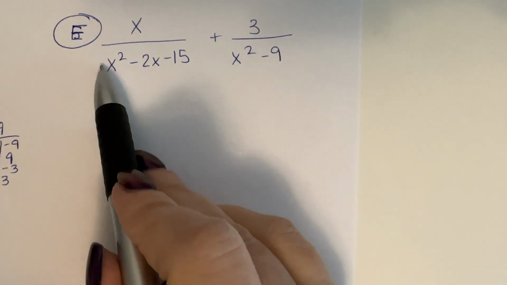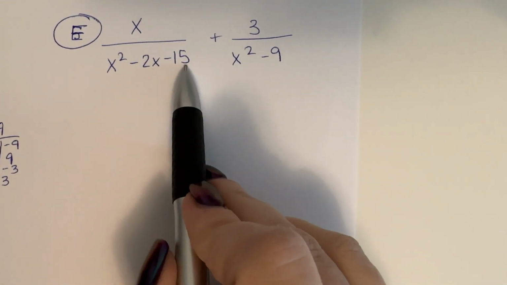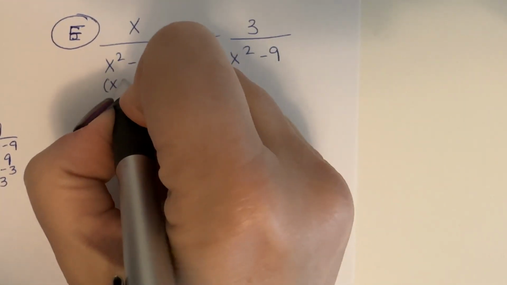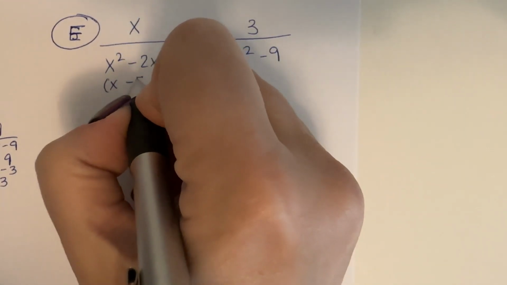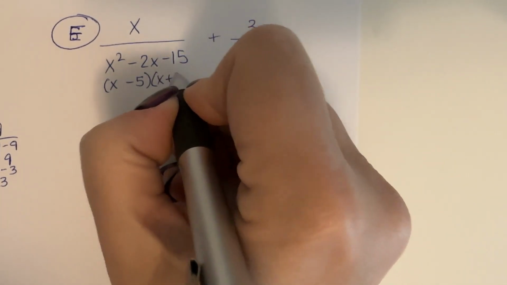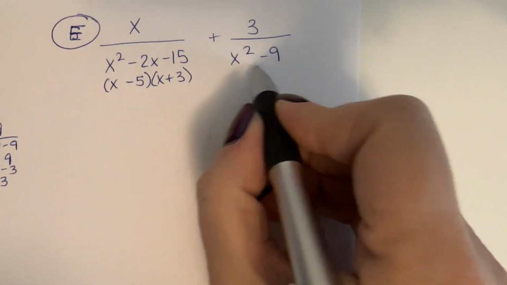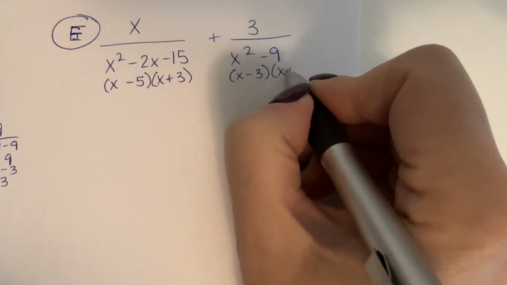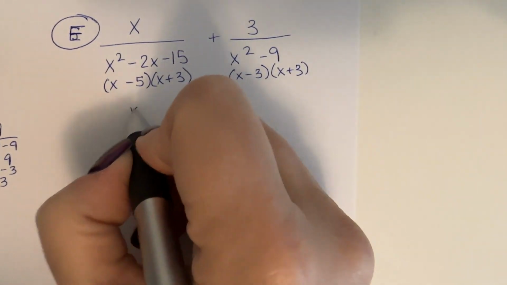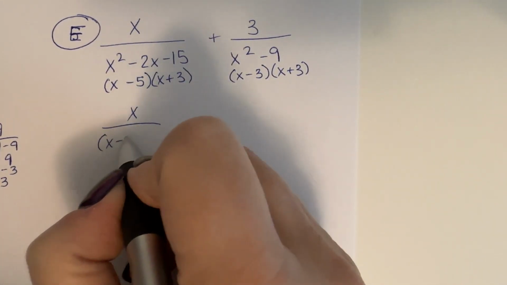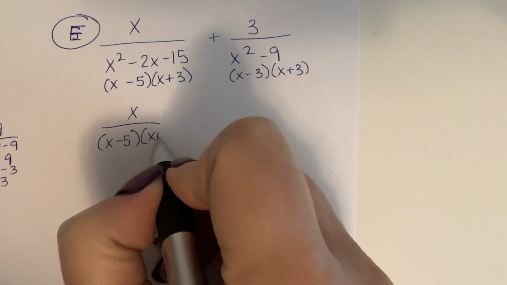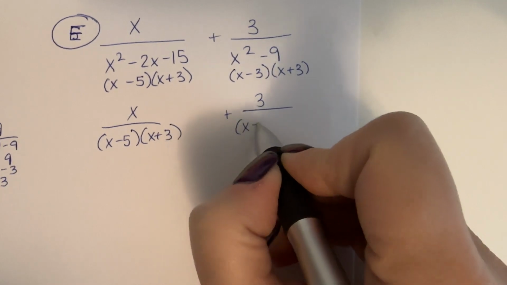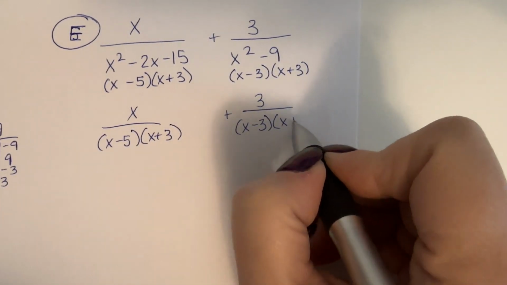So I'm going to use the AC method. So I'm looking at factors of negative 15 that add up to be negative 2. So that would be x, let's see here, that'd be minus 5 and x plus 3. Over here, that's difference of squares. So that's x minus 3, x plus 3. So right now, I've got x over x minus 5 and x plus 3. And I've got 3 over x minus 3, x plus 3.